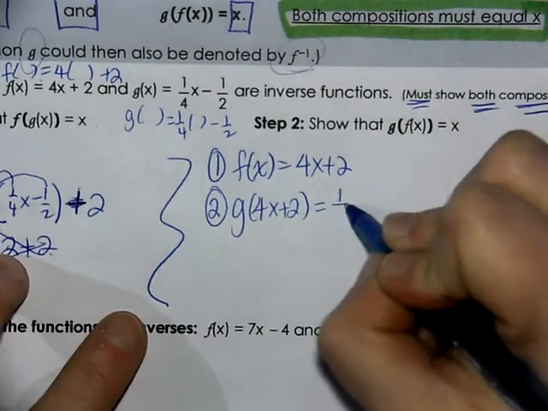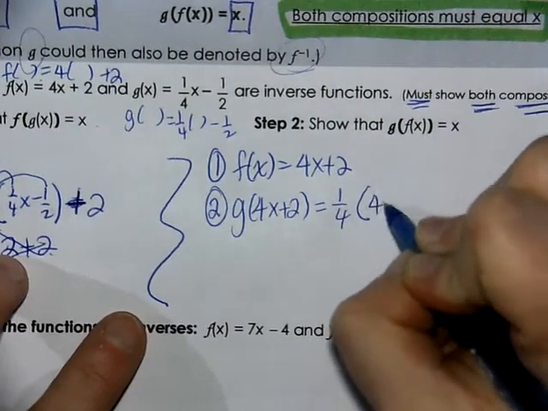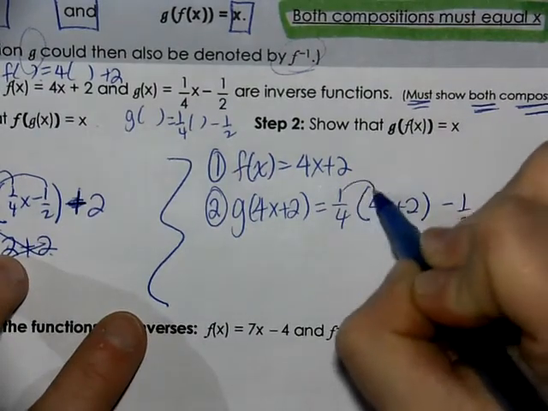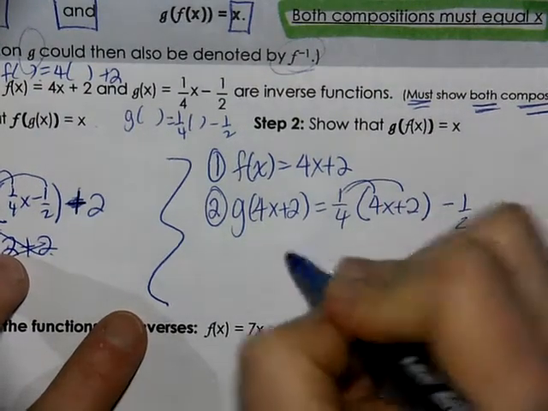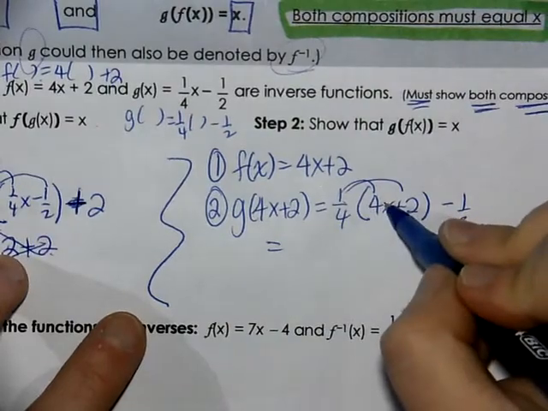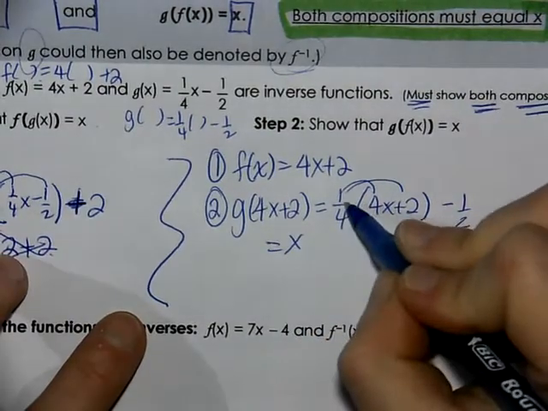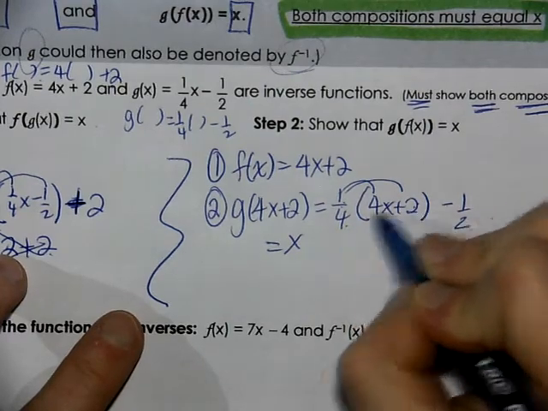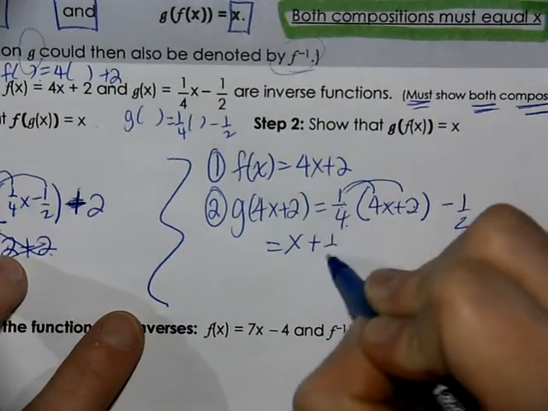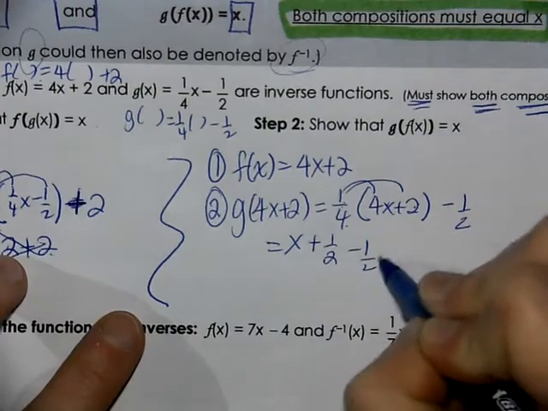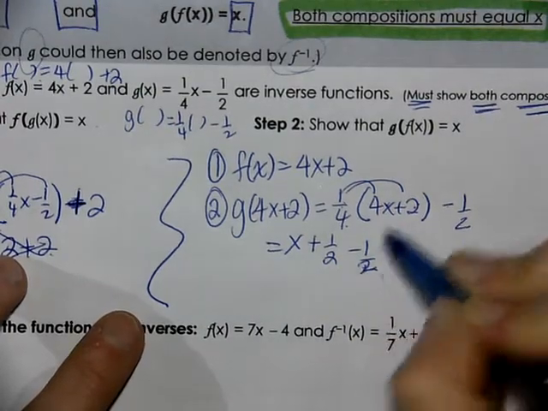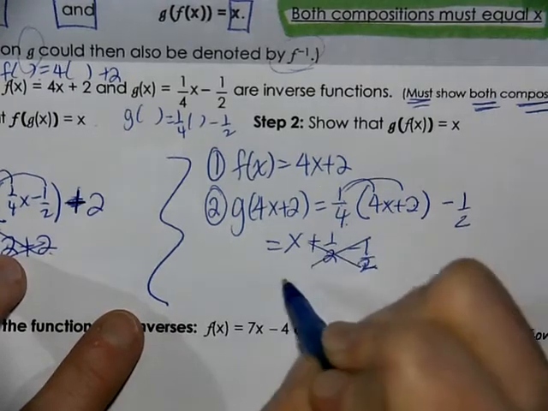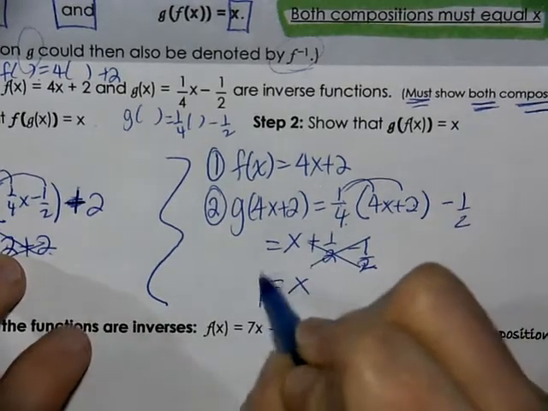So this is going to be 1/4 times (4x plus 2) minus 1/2. I'm going to distribute that 1/4 to each term. That's going to make this 1/4 times 4, which is simply 1x. 1/4 times 2 is 2 over 4. 2 over 4 is really 1/2. And then I'm going to write minus 1/2 in order to continue with this problem. So plus 1/2 minus 1/2, these two are going to cancel, leaving me with just x.